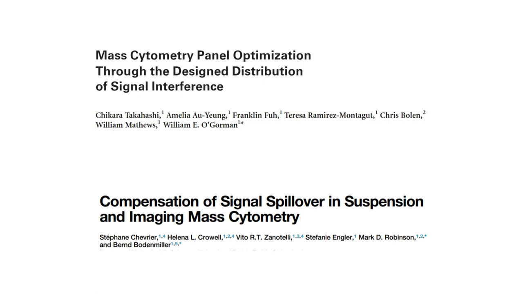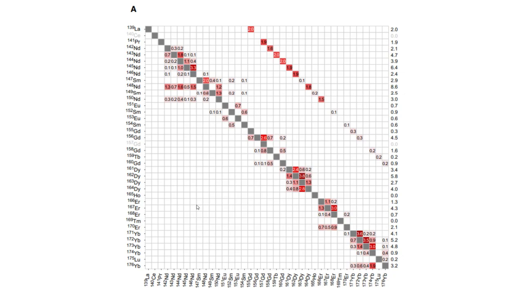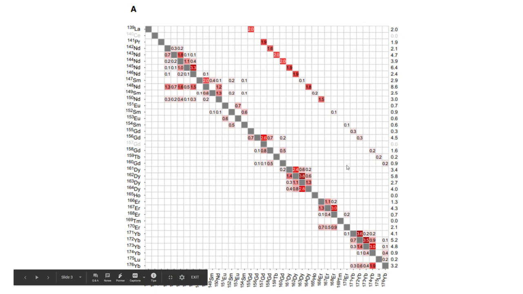These two papers, from Takahashi et al. and from Chevrier et al., mapped the spillover in mass cytometry experiments. One notable figure from the second paper is a table where the authors used single marker samples to create the ratios between the different channels and the kind of spillover that you expect to see.